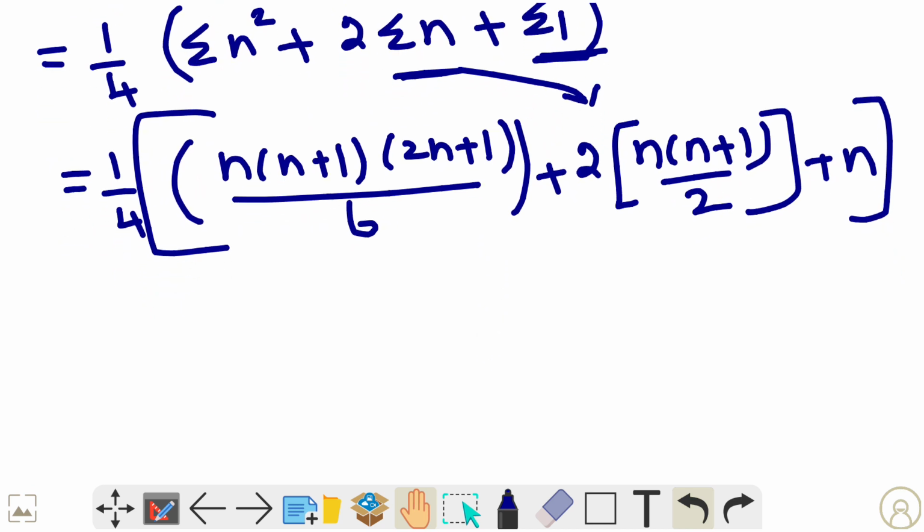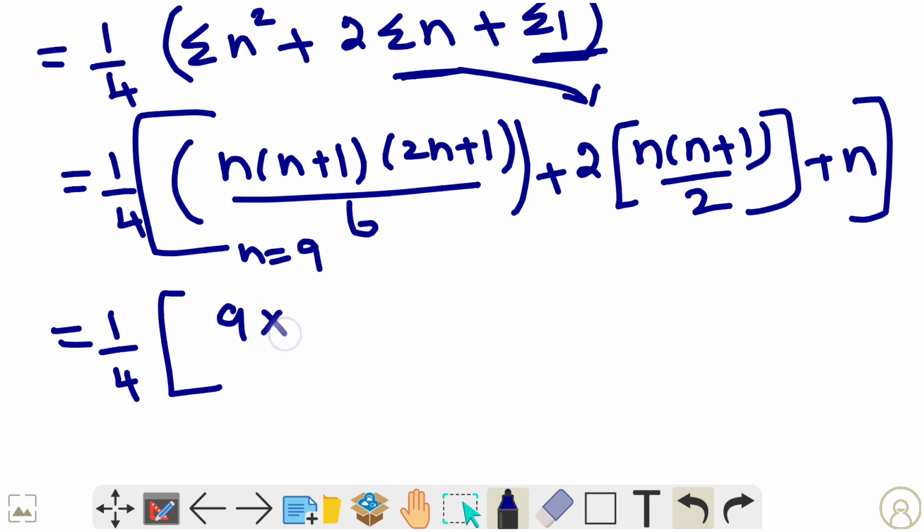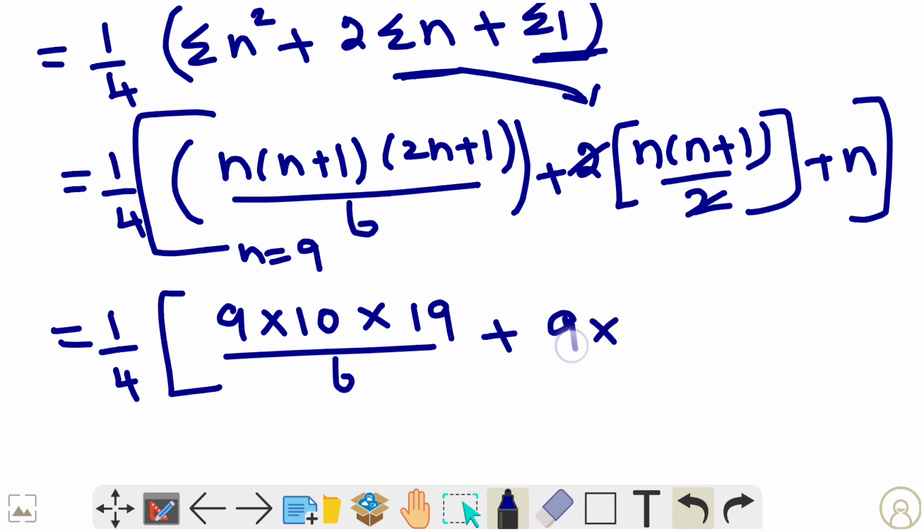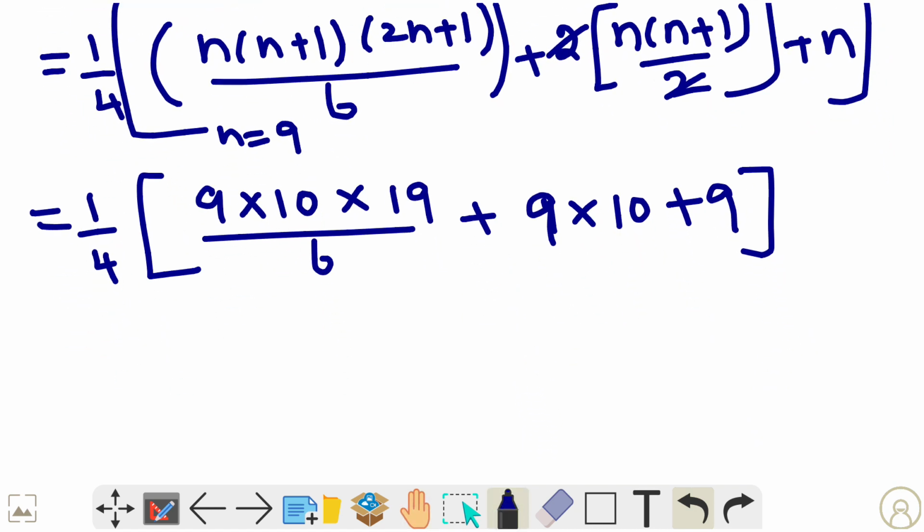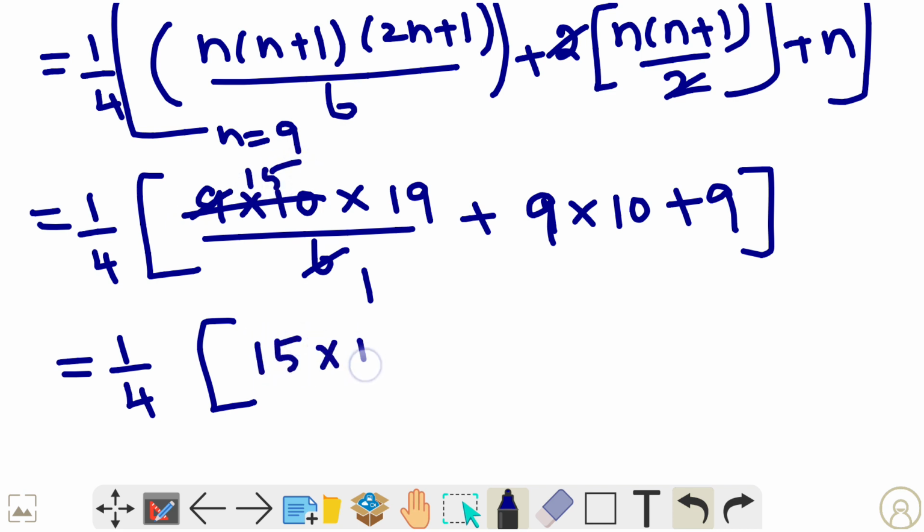The 1 by 4 is common to all. Here n is 9, so you put n equal to 9: 9 into 10 into 2n plus 1, that is 2 into 9, 18, 18 plus 1, 19, divided by 6, plus 2 into 9 into 10 divided by 2, the 2s cancel each other, plus n, 9. Only then will you get the result. So next, 1 by 4 into 15 into 19 plus 90 plus 9.